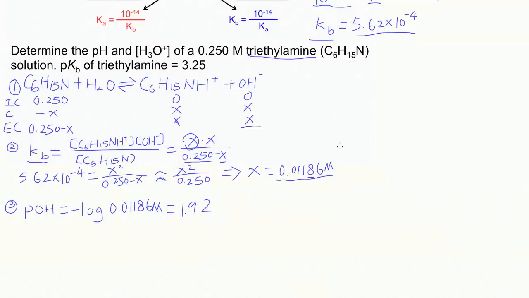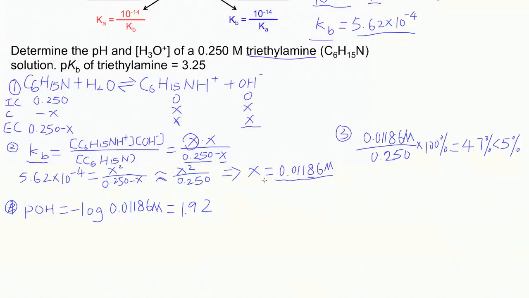Okay, so let's put it here. This actually would be step 4. Step 3, let's take the ratio between the x and the initial concentration of this weak base. There, 0.01186 over 0.250 times 100%. That equals 4.7. Again, it's less than 5%. So our assumption is good.